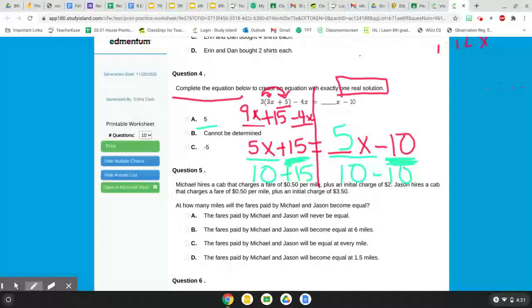So does that give me one real solution? No, this gives me no solution. So 5 isn't going to work, okay? So I know that A can be eliminated. Okay, well, let's go to negative 5 and see if it can be determined, or we have to select B.